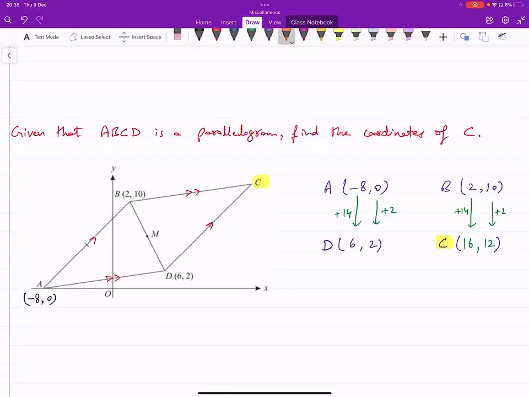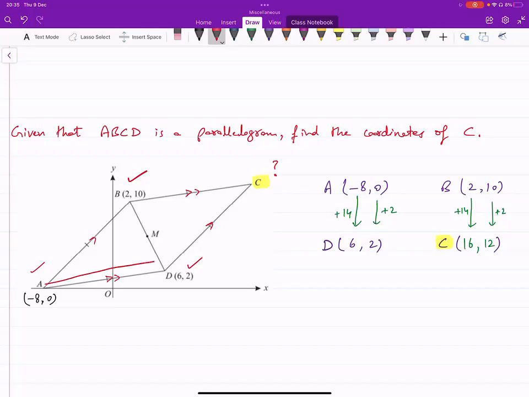So let's say you've got this parallelogram given ABCD that you see on the left side. You're given the coordinates of B, A, and D, but you want to find the coordinates of C. So you can use this idea since it's a parallelogram.